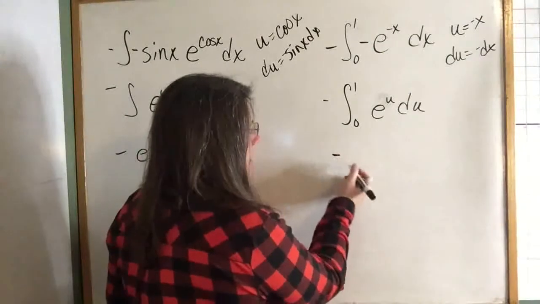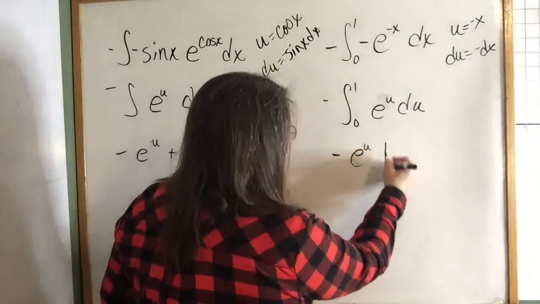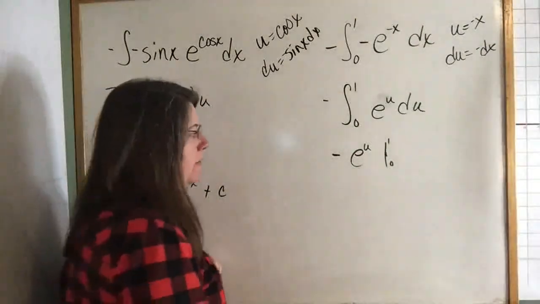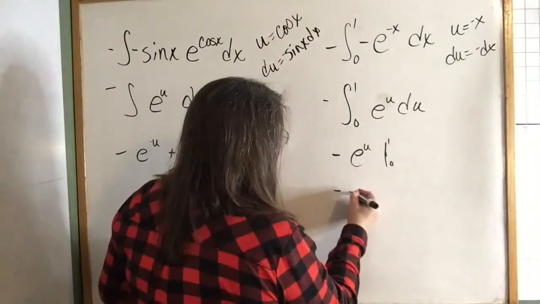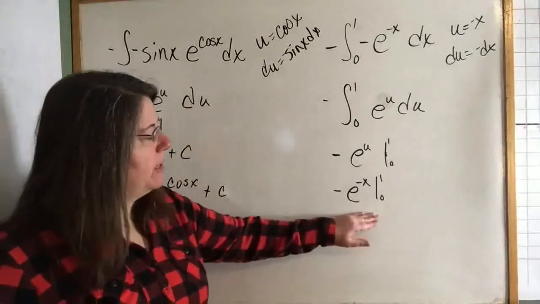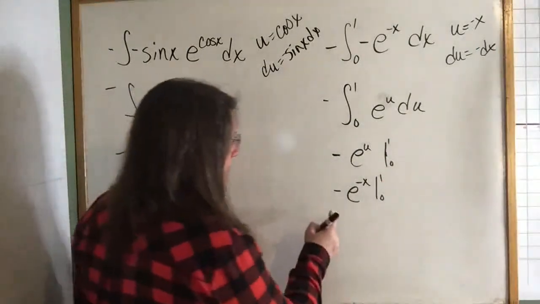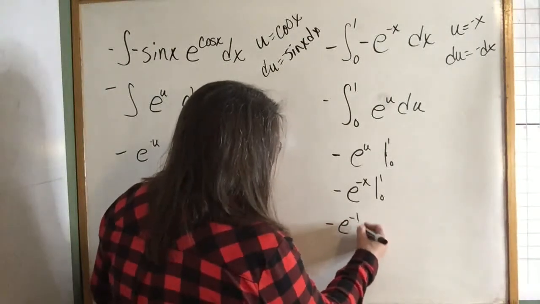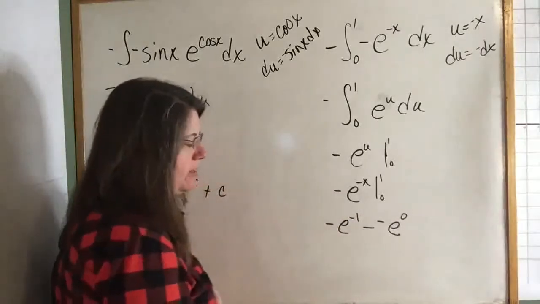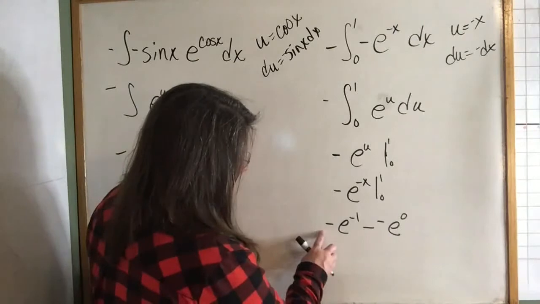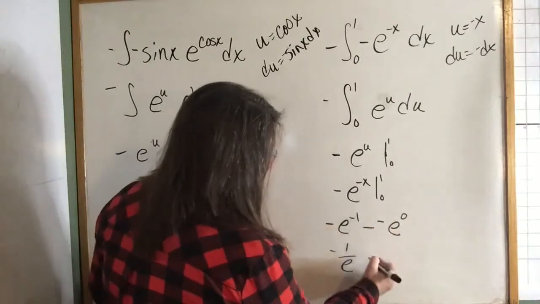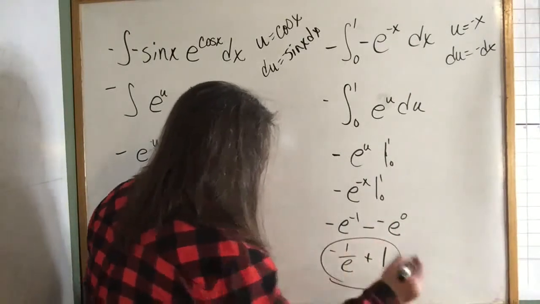The integration of that is a negative e to the u. We're going from 0 to 1. We don't need a plus c this time because they did give us boundaries at a and b. We resubstitute with what u equals, so that's negative e to the negative x, going from 0 to 1. When we do definite integrals, we plug the top number in first, so we have a negative e to the negative 1 minus a negative e to the negative 1 times 0, which is 0. Negative e to the negative 1 is the same thing as negative 1 over e. That would be a plus 1. And that would be our final answer.